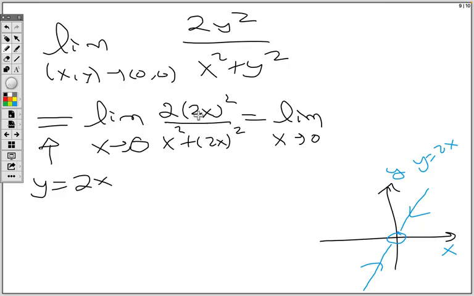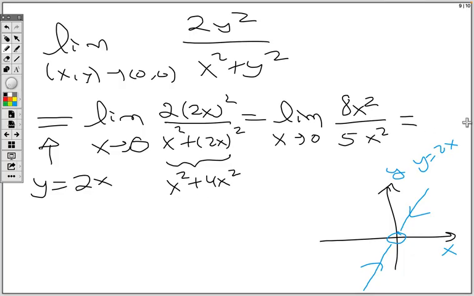Don't forget, when you square the 2x, you've got to square the x and the 2. So you'd have 4x squared times 2, 8x squared. And the denominator, you'd have x squared plus 4x squared, which gives you 5x squared. And so when the dust settles and you do your canceling, what do you get for this limit? Eight fifths.